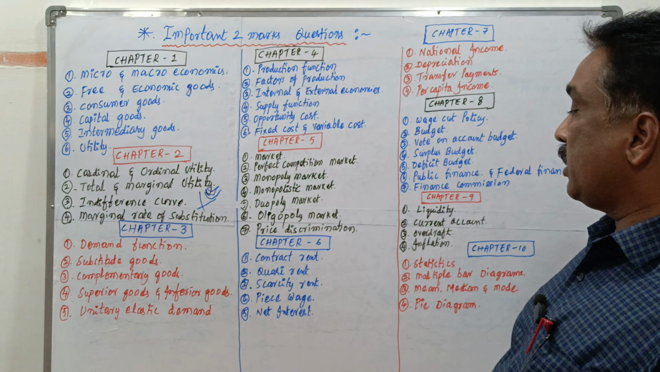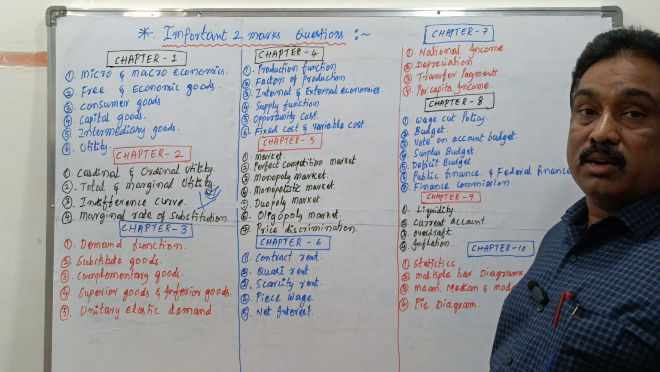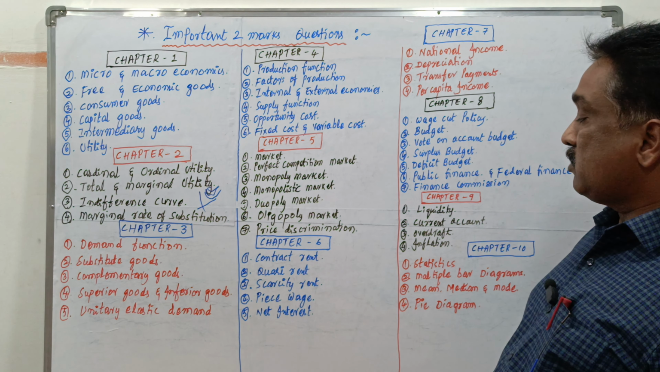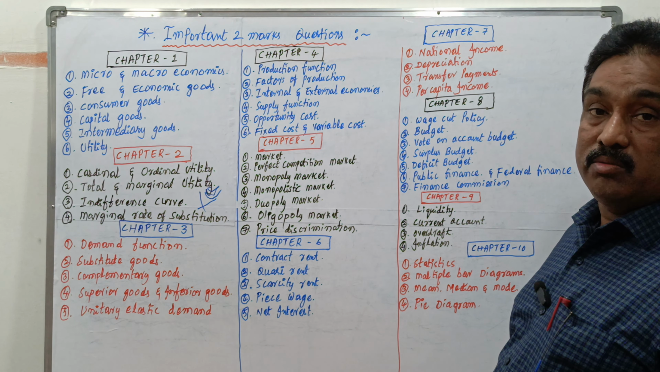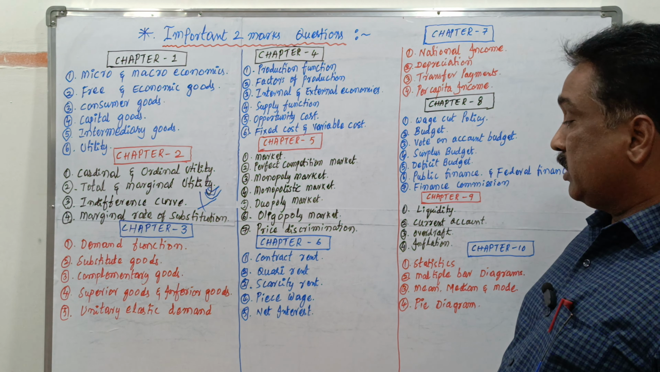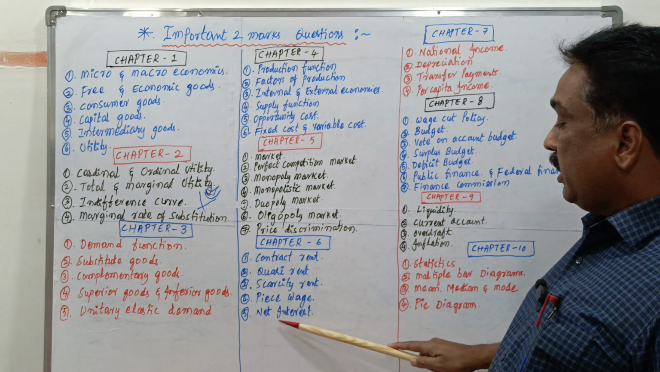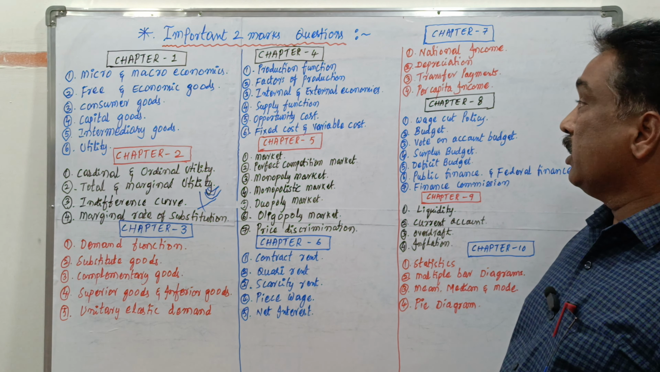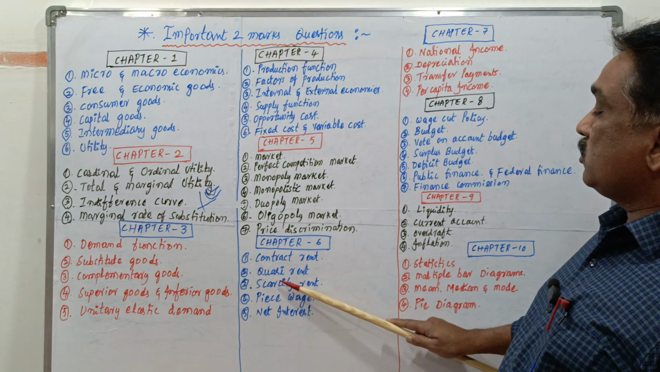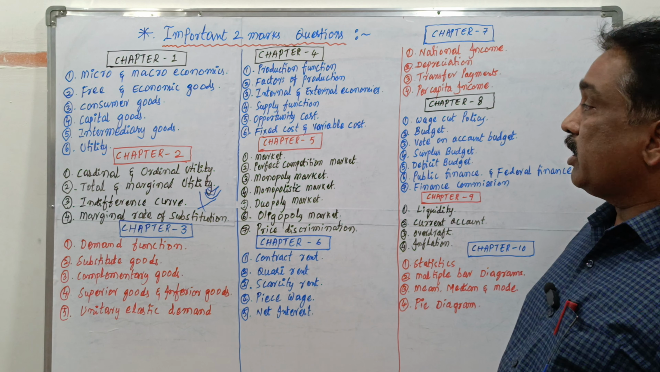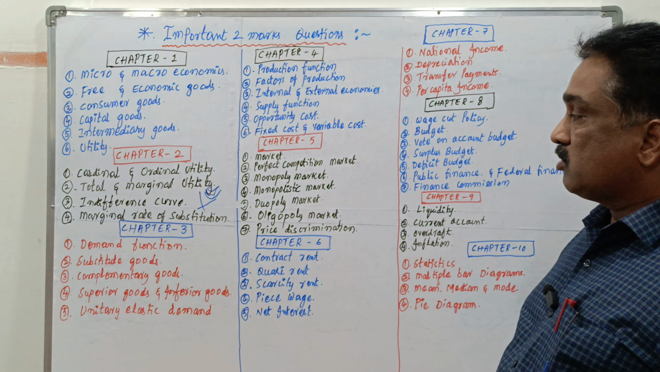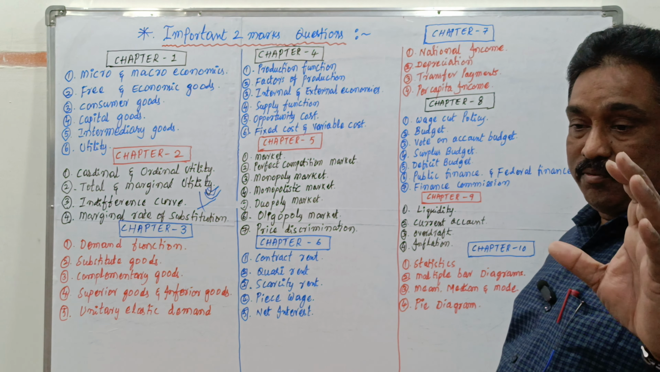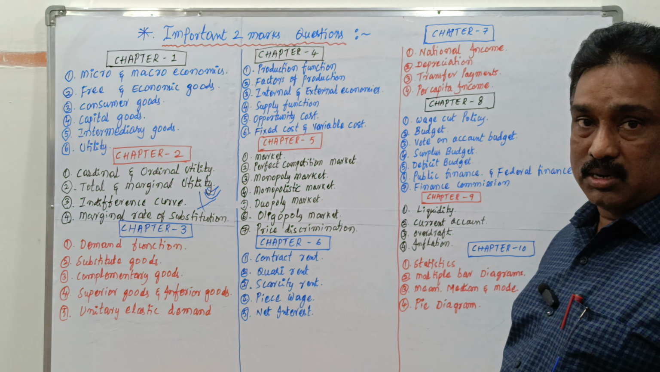And chapter number 6. What is contract rent? What is quasi rent? What is scarcity rent? What is piece wage? Piece wage is nothing but the wage we give according to the work done, that is called a piece wage. What is net interest? Net interest is nothing but pure interest given for the use of capital only. These are the important 2 marks questions from the sixth chapter. Okay, chapter-wise I give some important questions. Everyone prepare these notes before going to the exam. Everyone prepare all these answers carefully.